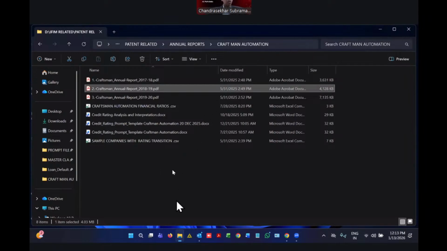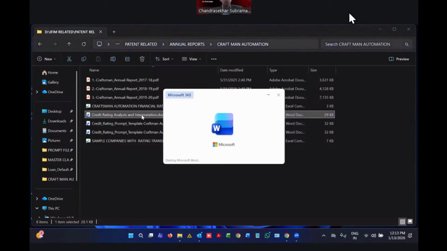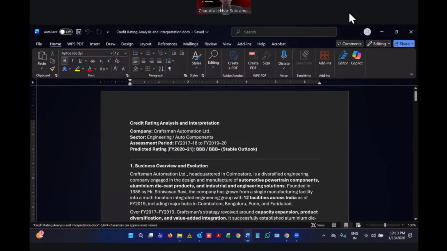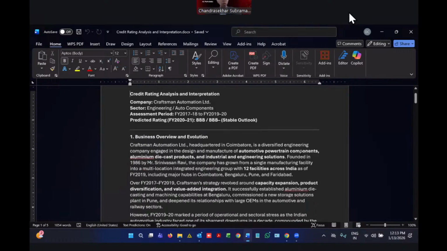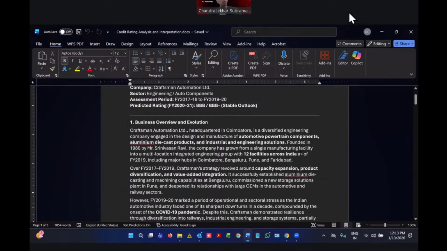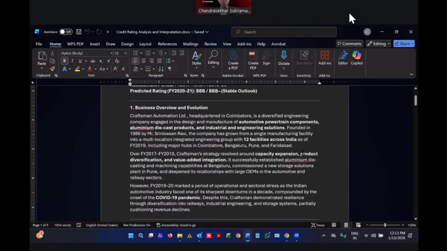I will show you the final output, so that you get some idea of how the final report looks. It is an MS Word report; I did not convert it to PPTs. This is the credit rating and interpretation for Craftsman Automation, an engineering sector company. This is the report which any top management gets from this tool. The business we have summarized.